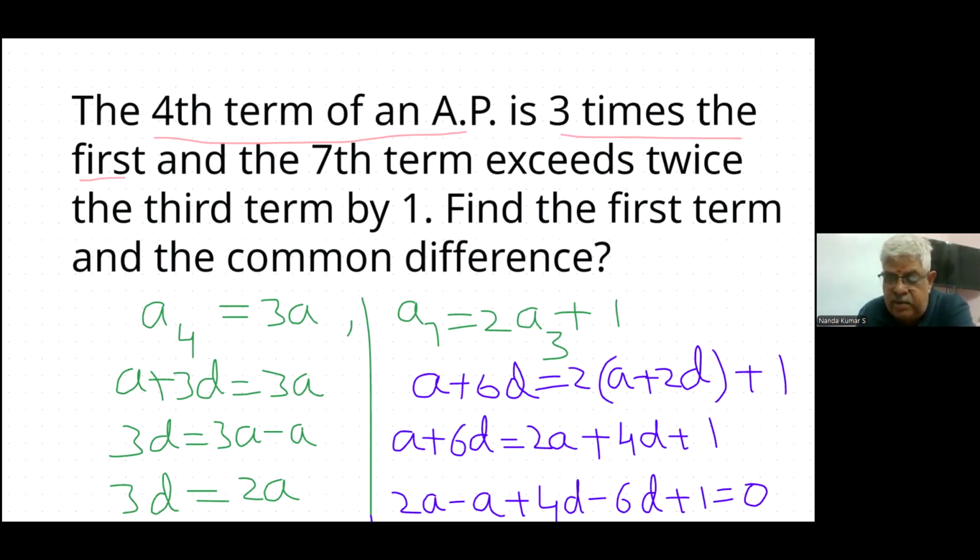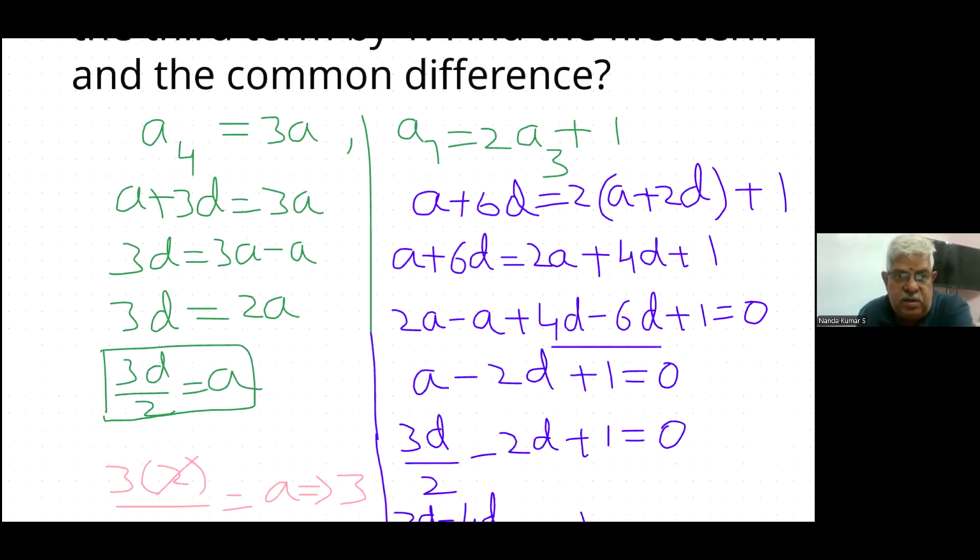So we have written the equation here. After this, my dear children, A4 means A plus 3D equals 3A. Now A I shifted to the right hand, plus A becomes minus A. 3A minus A gives you 2A equals 3D. 2 you shift to the left hand. 3D by 2 is considered as A.